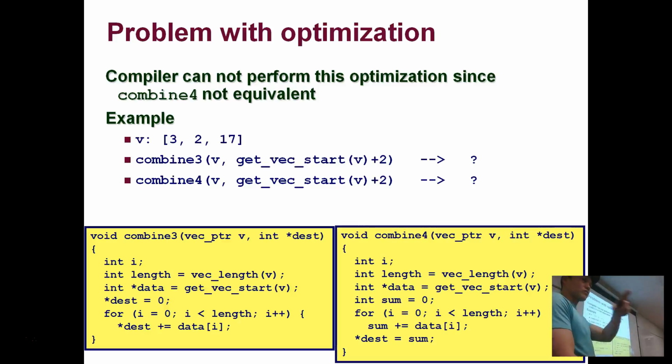So the example, and this is where your practice comes in: calculate this. Run combine 3 using the vector v and get vector start of v plus 2, and then combine 4 using the exact same thing. You would want this to give you the exact same result, but what do you get instead? I'll give you some time to figure that out. The thing I should state is that this is your destination. I'm going to store the result in get vec start v plus 2, which is actually this element. This is pointing to this element for both combine 3 and combine 4. Calculate that and see what you get. This is the heart of memory aliasing and what it can do to computation.